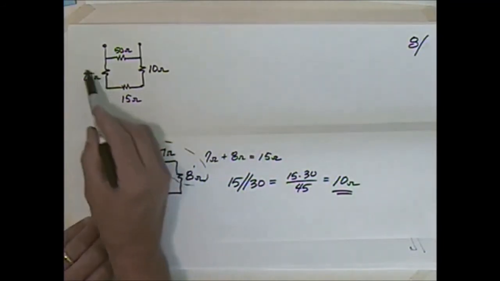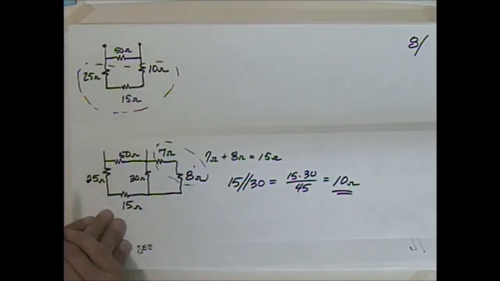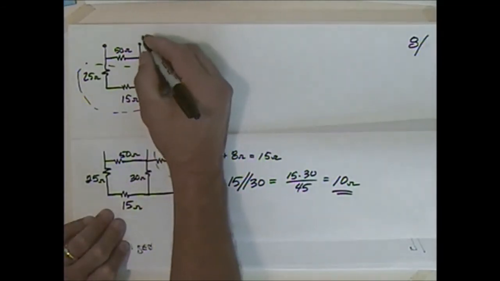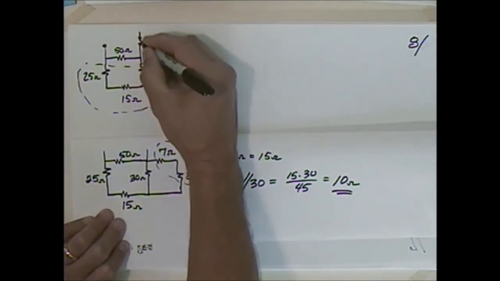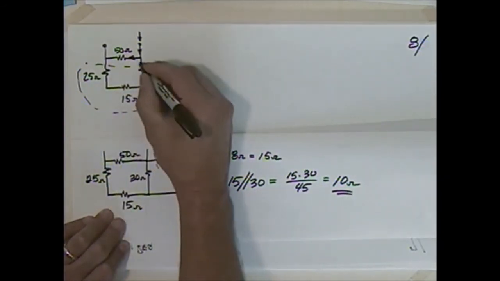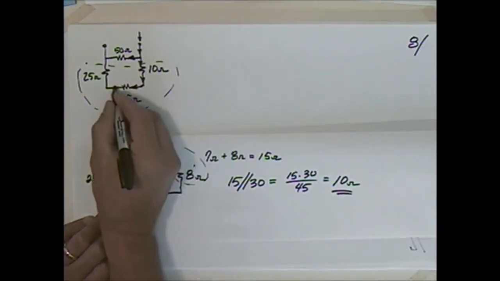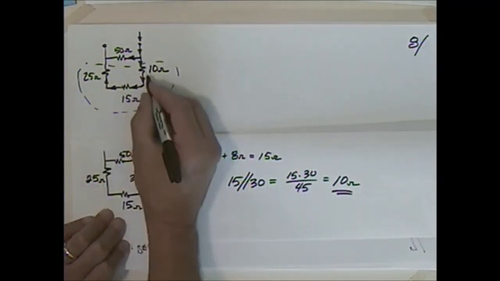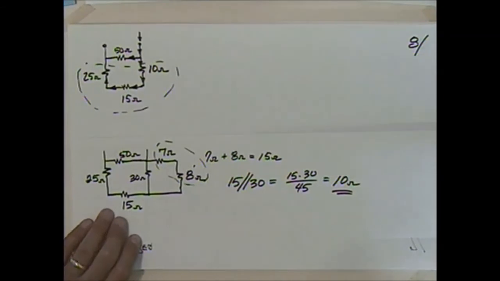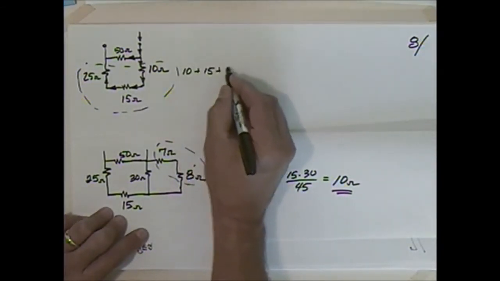So now what's the relationship of these three? Well, if you imagined introducing some current at this point and the current came down here, it would have a choice. It could go this way or it could go this way, right? And if it chose to go this way, it would have to go through all of those. So we conclude that that 10, that 15, and 25 are what? They're in series, aren't they? So I have 10 plus 15 plus 25.